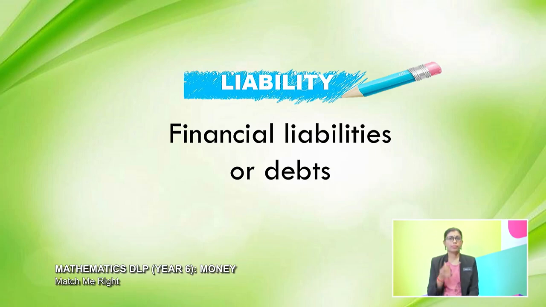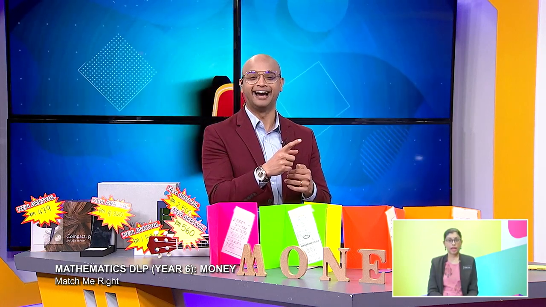Okay, now let's move on to liability. So what is liability? Based on what's on the screen, it's financial liabilities or debts. Yes, debts. Do you have debts, Sean? If I were to owe someone, that would mean debt, right? So I can say yes, because I have a car and I'm still paying the bank. Because Sean is having a credit card. Oh yes, that's right. True.